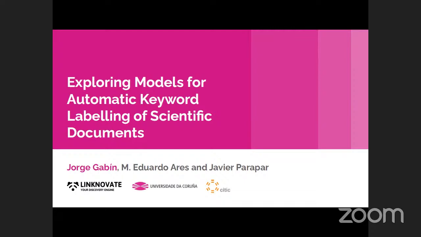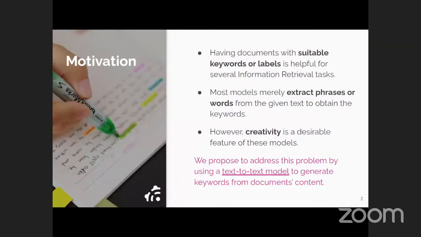Good morning, everyone. I am presenting our work on text-to-text models for automatic keyword labeling of scientific documents. This work emerges because several IR tasks, such as faceted search, document expansion, and query expansion, benefit a lot from documents having suitable keywords.